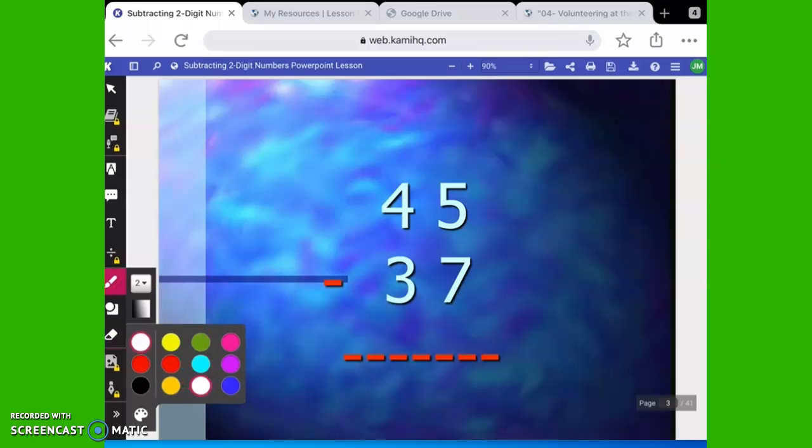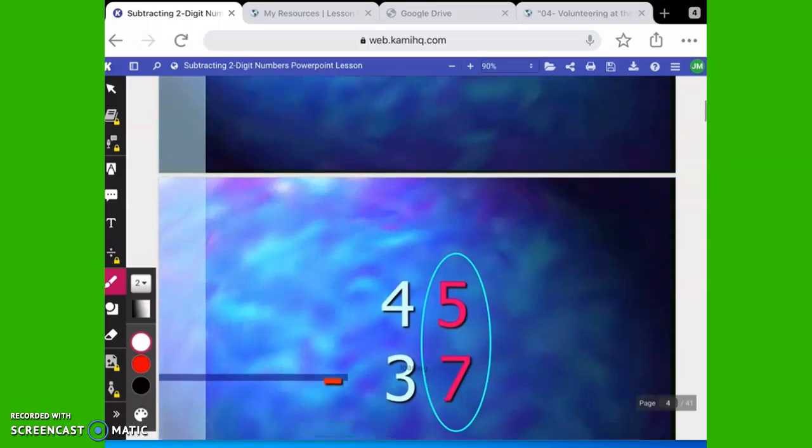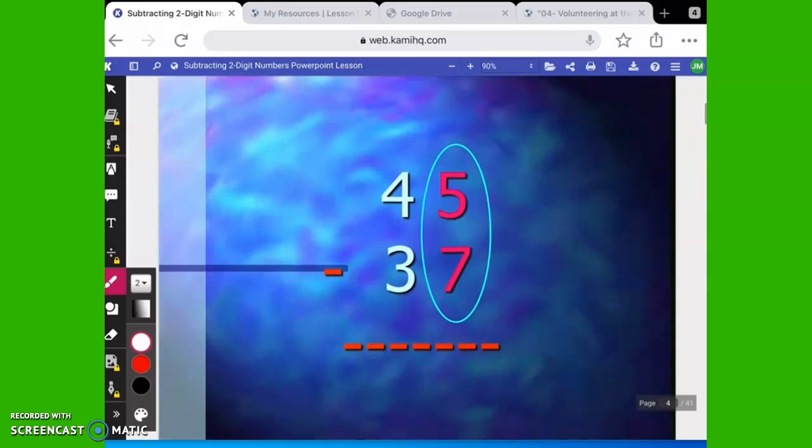45 minus 37. Now, we know that this is the ones digits. That's the ones place value. We also know that this column is the tens place value. And so if we look at the ones place value, we have 5 minus 7.